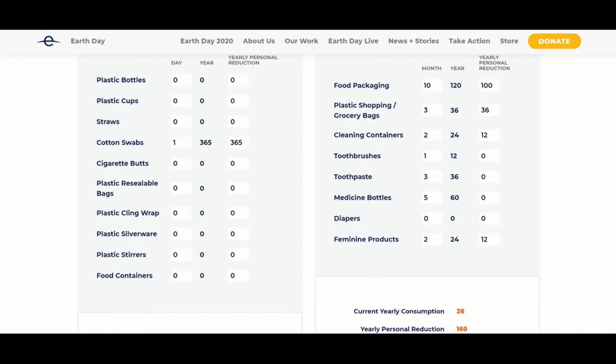It's just simply something I cannot cut out. I can't switch to the bamboo ones, which is really unfortunate, but it's just not something I can do because it would have such a negative impact on my health. So I did put 0 here.